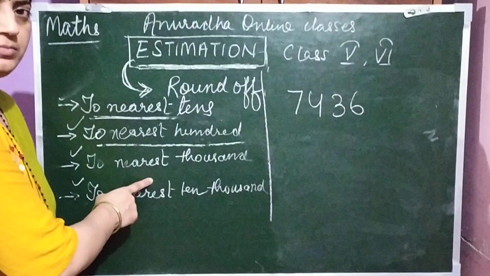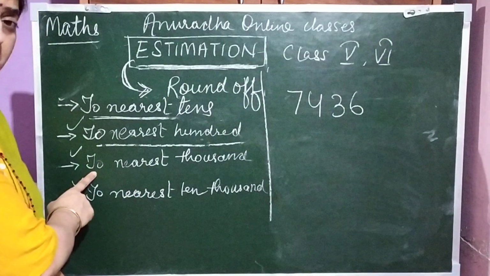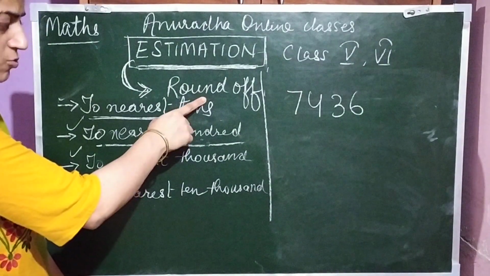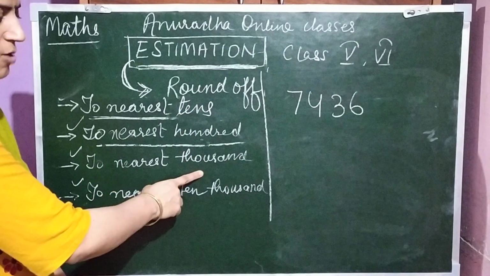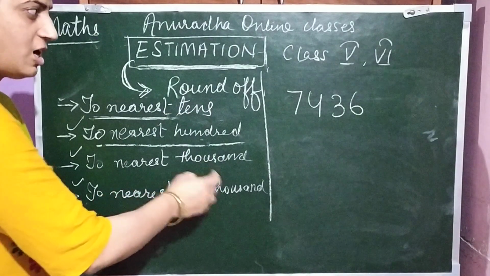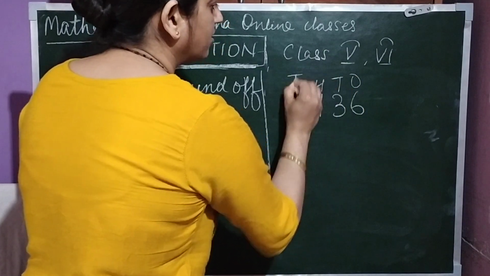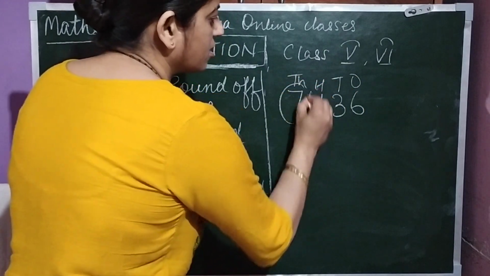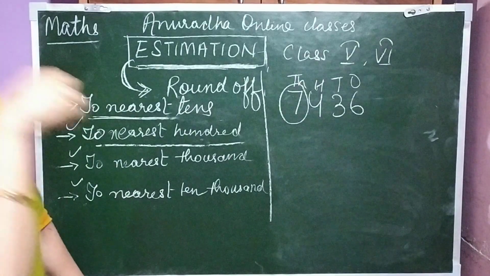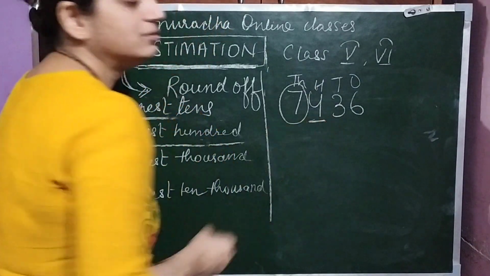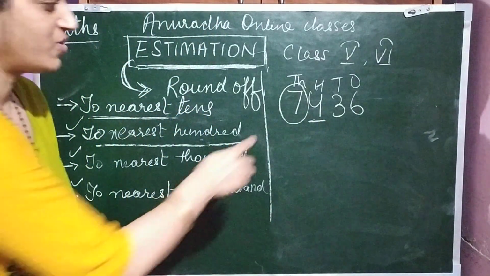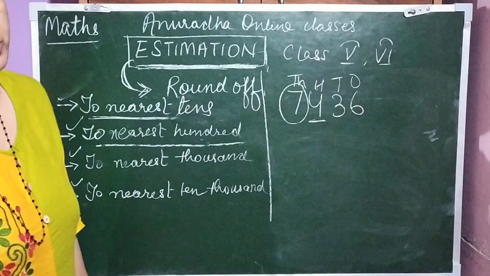400. So children, let us come to the third. That is, you have to round off the number to nearest 1000. Okay, so ones, tens, 100 and 1000. You have to circle the 1000 place, and you have to underline the 100 place, the very next place to 1000.